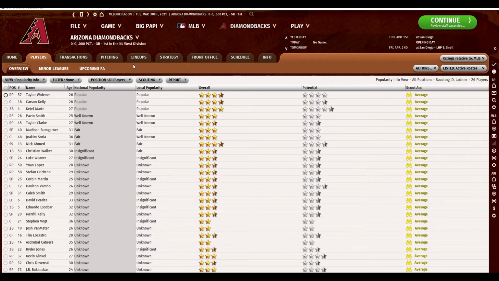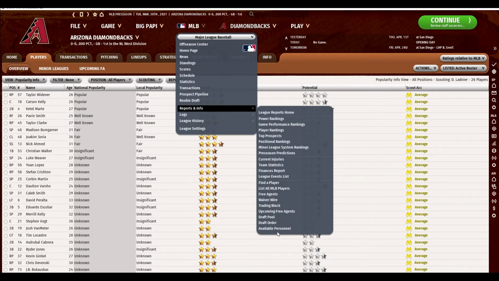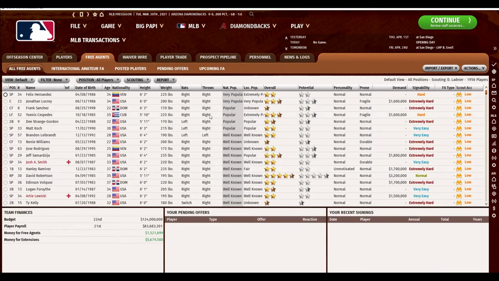So the first thing I'm going to do, and I do this at the beginning of spring training every single year, is I go to free agents, and you have your list of free agents here, and I always sort by popularity, always. And if you can find a popular player who either fits within your budget or you can sign them as a minor league free agent, do so.